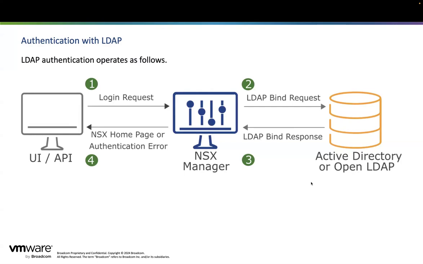Authentication with LDAP operates as follows. Whether using the UI or the API, the first step will be a login request to the manager. Second, an LDAP bind request to the Active Directory or Open LDAP service. A response is then sent back, the LDAP bind response, to the manager, and then from the manager, you will either receive authentication or an authentication error. Upon authenticating properly, you'll get the management user interface homepage.